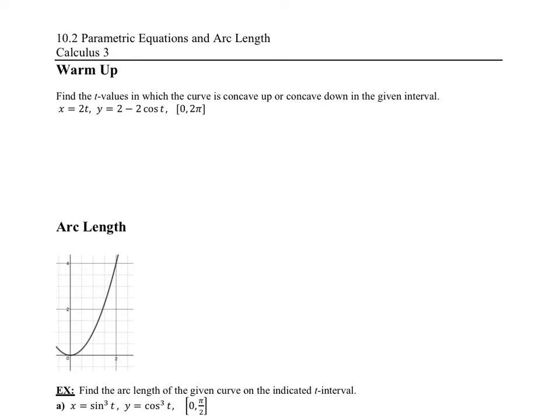All right, if you had a chance to try the warm up, here is what should happen. It says find the t-values in which the curve is concave up or concave down in the given interval. We didn't really talk about that yesterday, so let's go over what we know. What do we know about concavity? Well, we know if something is concave up or concave down, in order to find that, we need to be looking at the second derivative.